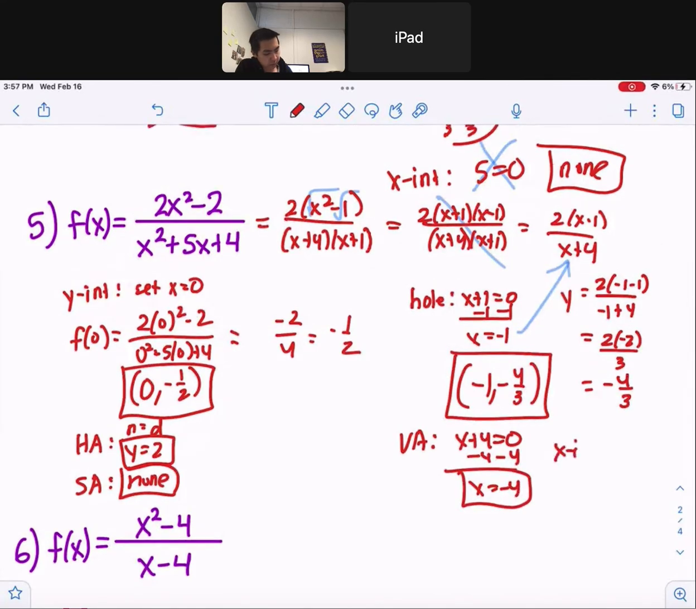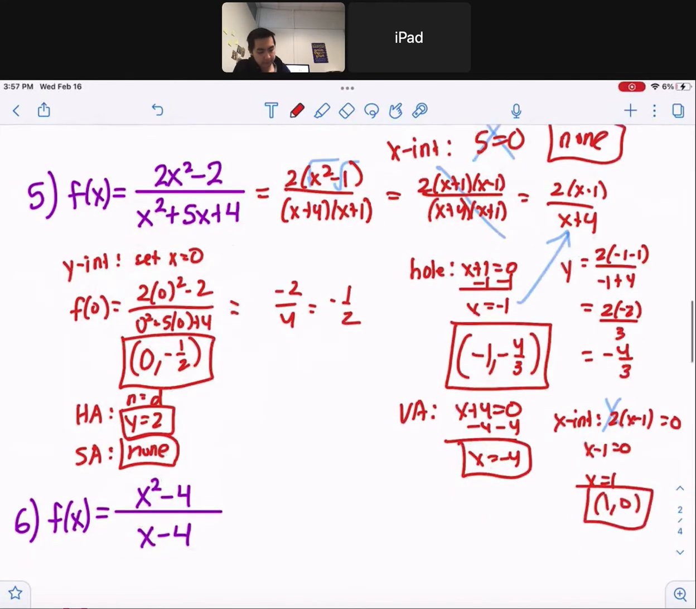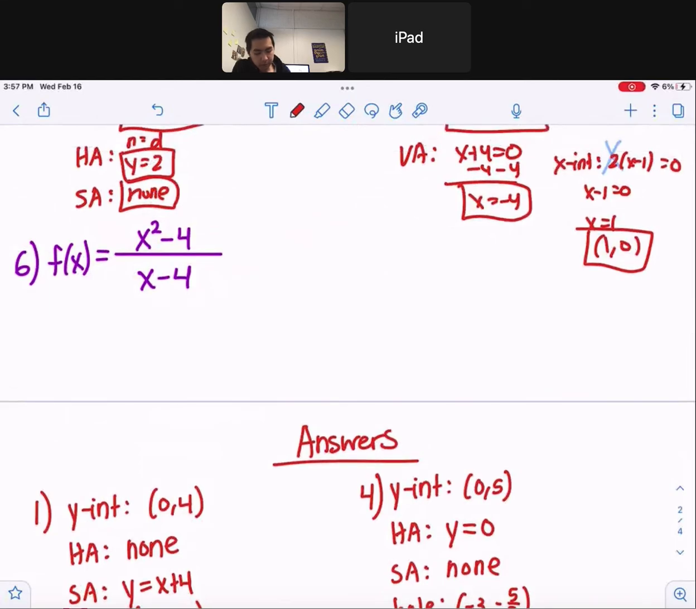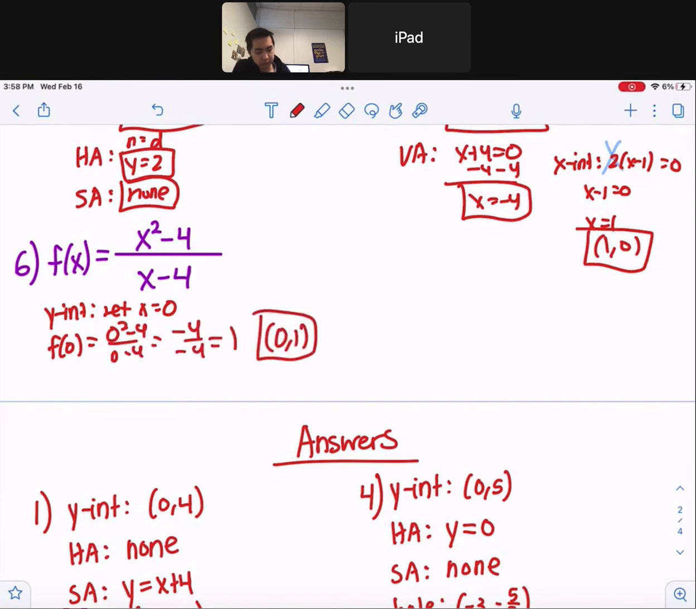And for the x-intercept, you guys, set the numerator equal to 0. So 2 cannot equal 0, so the only thing we have is x minus 1 equals 0, which is x equals 1. 1 comma 0 is your guys' x-intercept. And the last one. So y-intercept, you guys, again, you set x equal to 0. Everywhere you see an x, it becomes a 0. So we really get negative 4 over negative 4, which is 1. So 0 comma 1 is your guys' y-intercept. Horizontal asymptote, because the numerator is bigger than denominator, it is none.